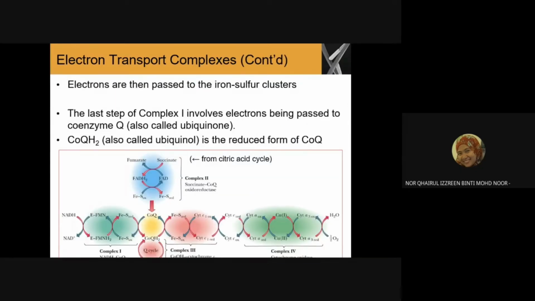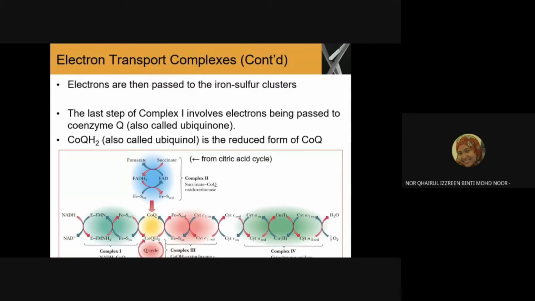So here, you can see electrons are passed to the iron sulfur cluster. So the last step of complex one involves electrons being passed to coenzyme Q, which is also known as ubiquinone. So ubiquinone is Q. Ubiquinol here is QH2. So you can see from here, coenzyme Q, coenzyme QH2. Okay, this one, you must really stick to your head. Ubiquinone is Q, ubiquinol is QH2, because a lot of these terms will be used in these complexes.